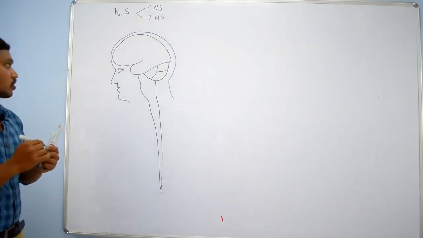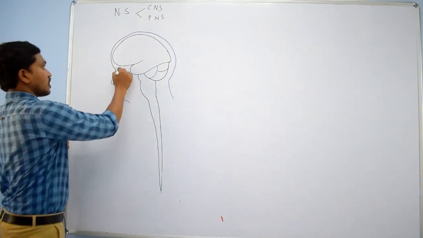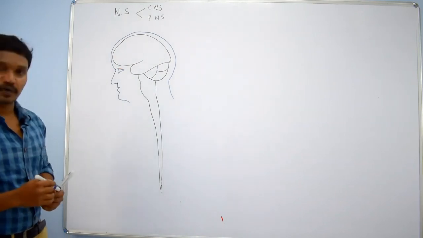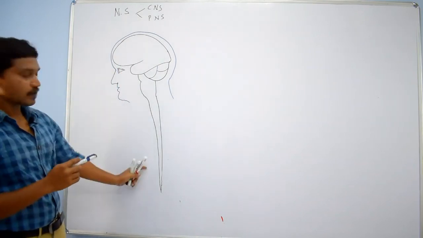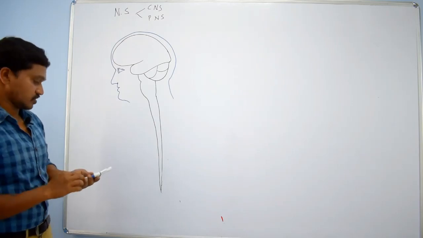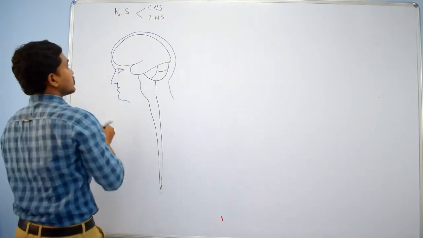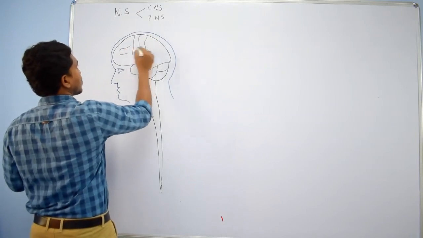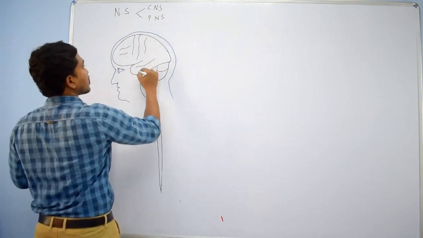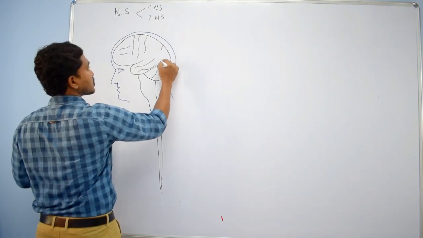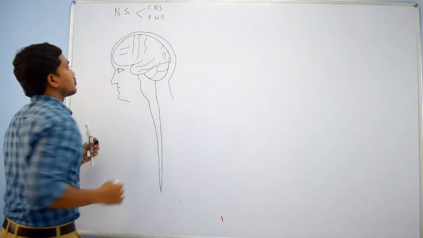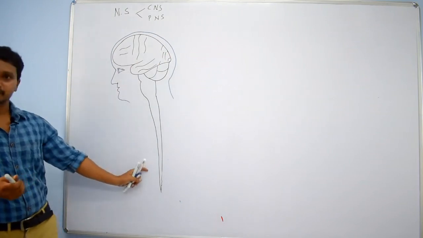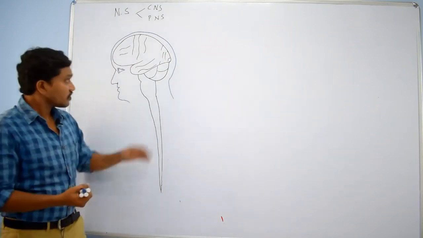Right, so this is the brain along with the spinal cord. So the brain and spinal cord make up the central nervous system. Of course, there will be the central sulcus, precentral sulcus here, temporal sulcus. The brain will be like this. Clear? So this is the central nervous system. Right?